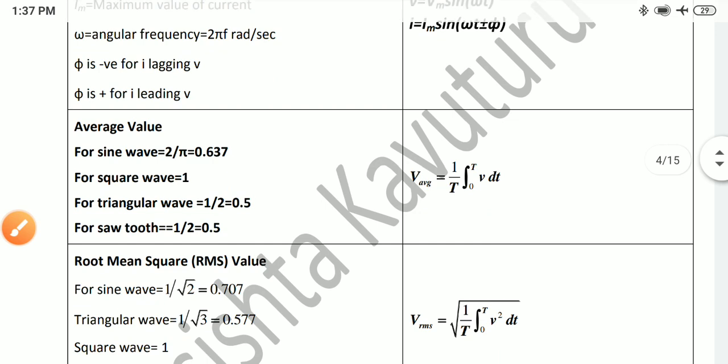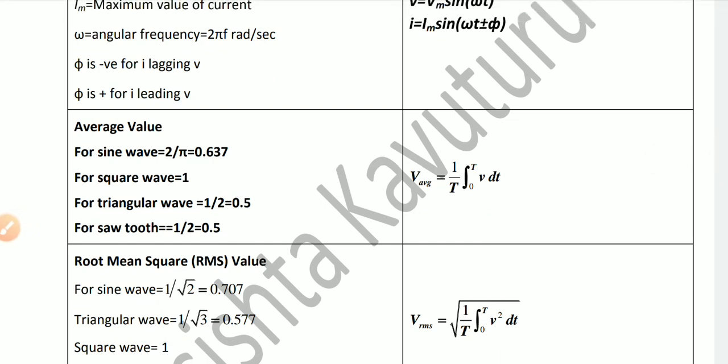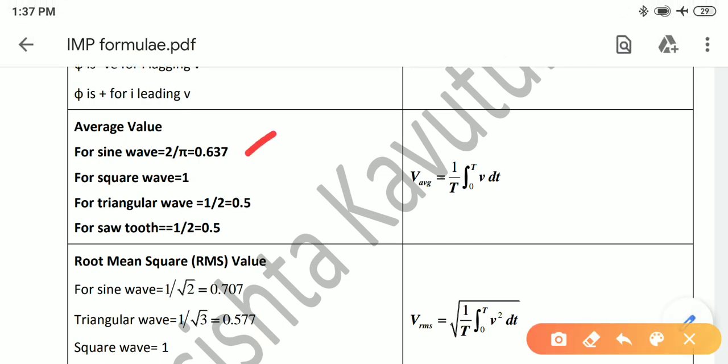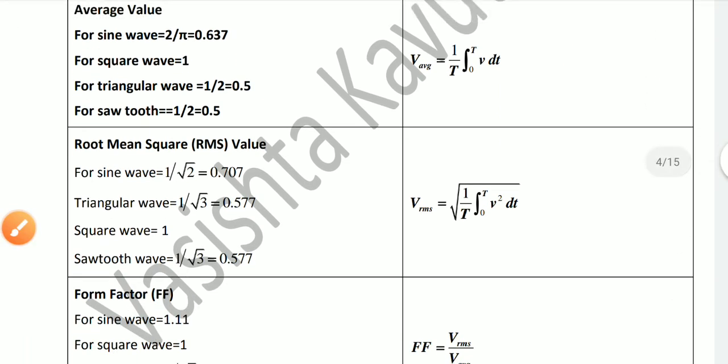Now the average value. It is the average of all the instants throughout the time period. For a sine wave, the average value is 2 by pi, that is 0.637, for a square wave its value is 1, for triangular it is 0.5, and for sawtooth also its value is 0.5. The average value formula is V average is equal to 1 by T integration 0 to T of small v dt.